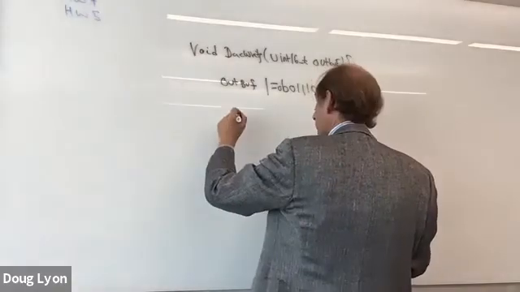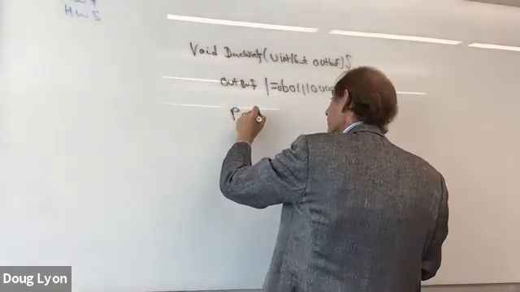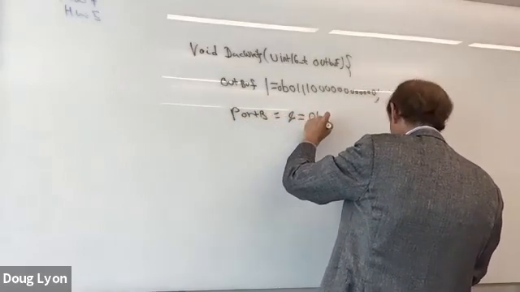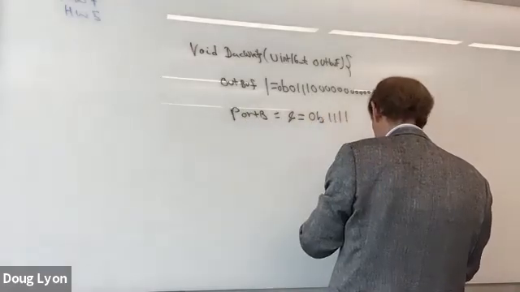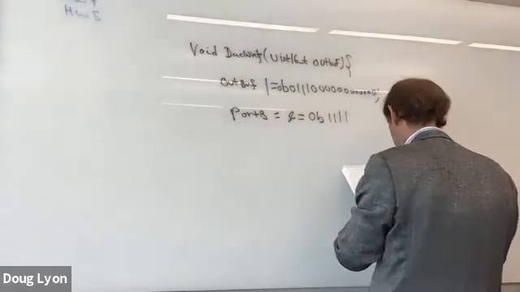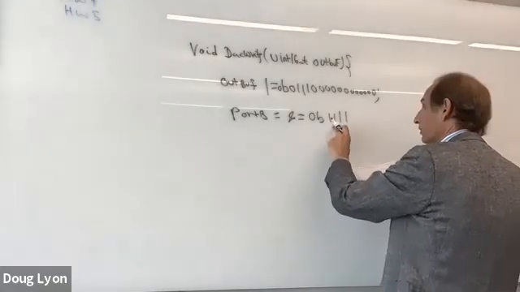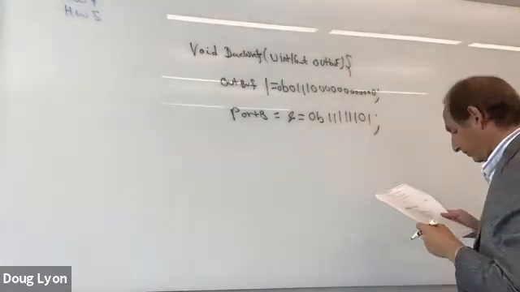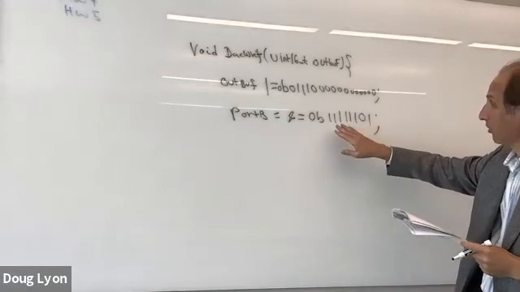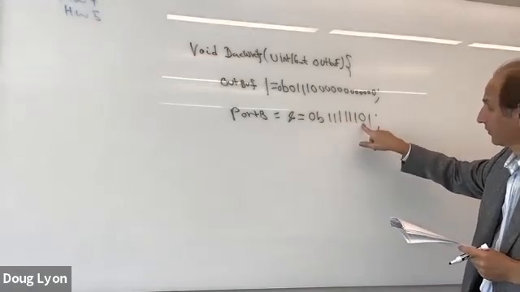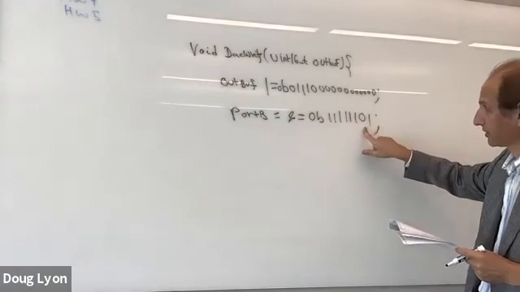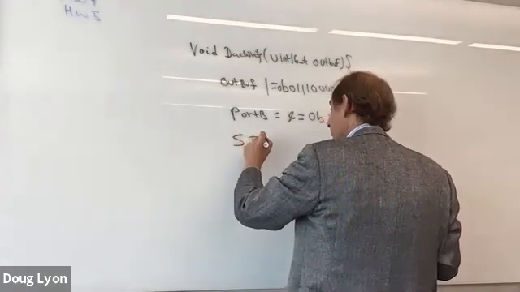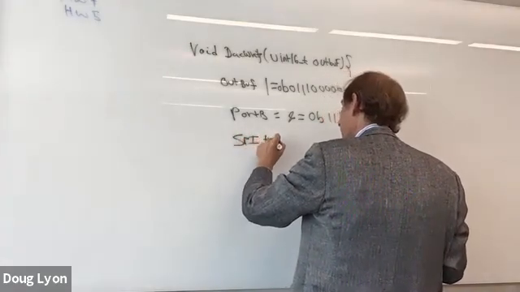Then I'm going to pull the chip select low, port B equals ampersand equals 0B 1 1 1 1 1 1 1 0. So now what this does is it takes all of the bits in here and leaves them alone except for the first bit. That's going to be where the chip select is at. So I pull that low, and then I do my SPI transfer.